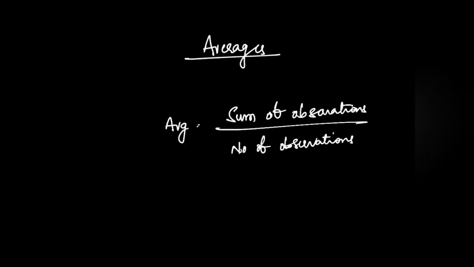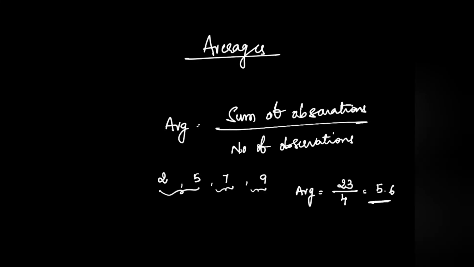If I give you some observations like 2, 5, 7, 9, something like this, and I ask you the average of these observations, just do the sum. 2 plus 5 is 7, plus 7 is 14, plus 9 is 23. That is the sum of observations, divided by the number of observations, 4. So you're going to get 5.75. So it's nothing but the average.